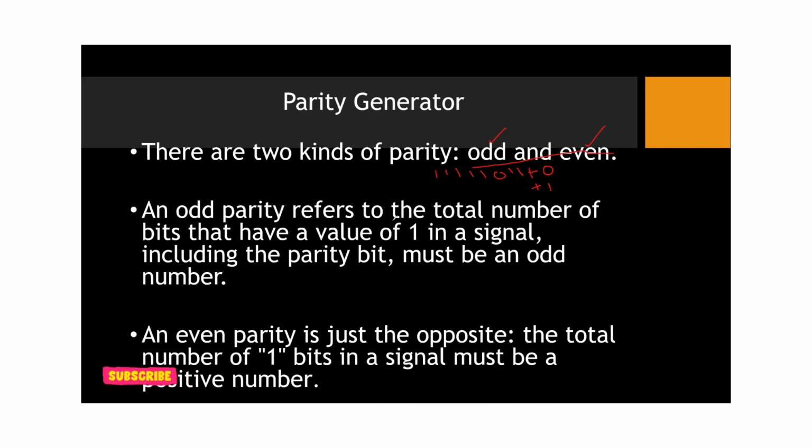So an odd parity refers to the total number of bits that have the value of 1 in the signal, including the parity bit. Parity bit is an extra bit which we add to the transmitting data so that the total number of ones, if it is an odd parity system, should be odd, including this bit. And even parity is just the opposite of this. The total number of 1 bits in the signal must be an even number. It should be an even number, right?